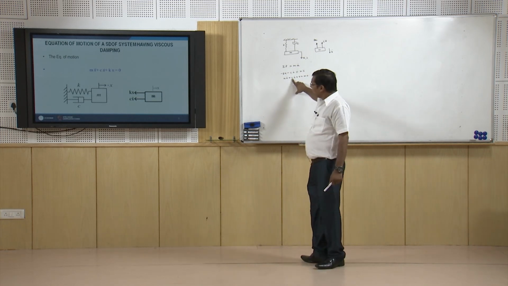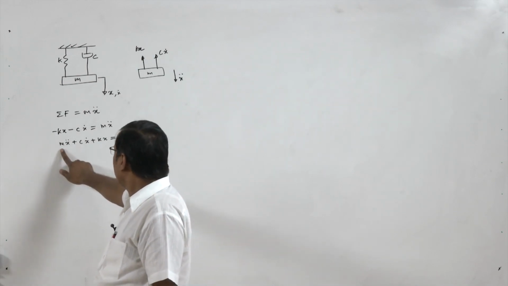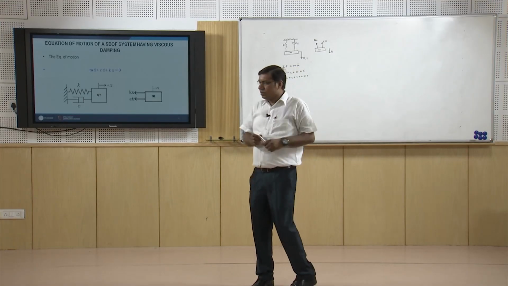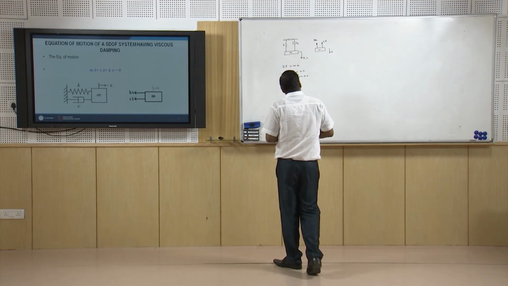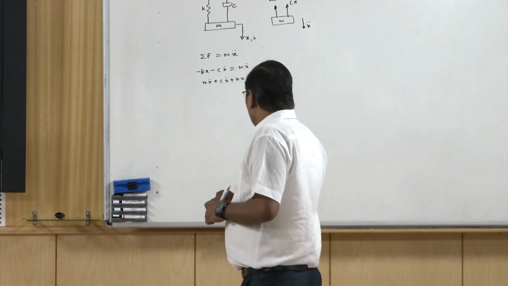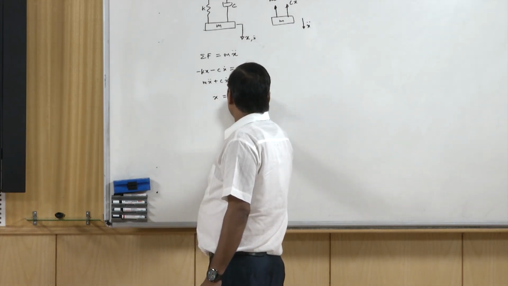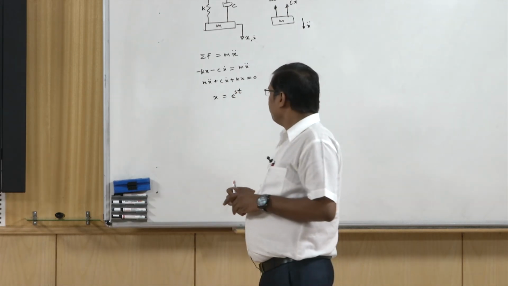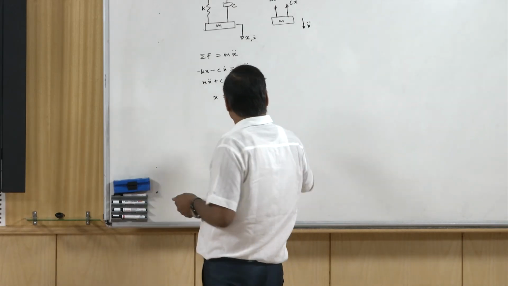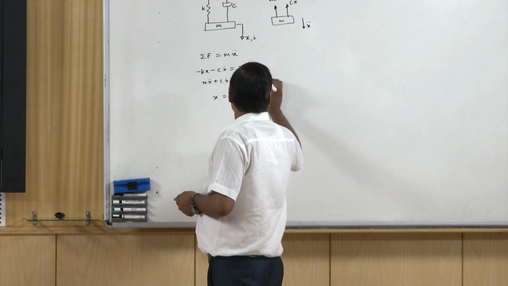Now if we put c equal to 0, meaning if we remove the damping, our equation results in mx double dot plus kx equal to 0. So it is the same as the undamped free vibration case. Now we have to solve this equation, and to solve this kind of differential equation, we assume a solution x equal to e power st. So we have assumed one solution, x equal to e power st, and we put this into this equation 1.